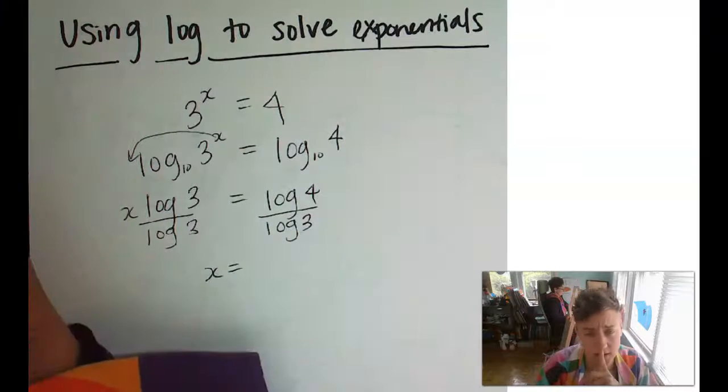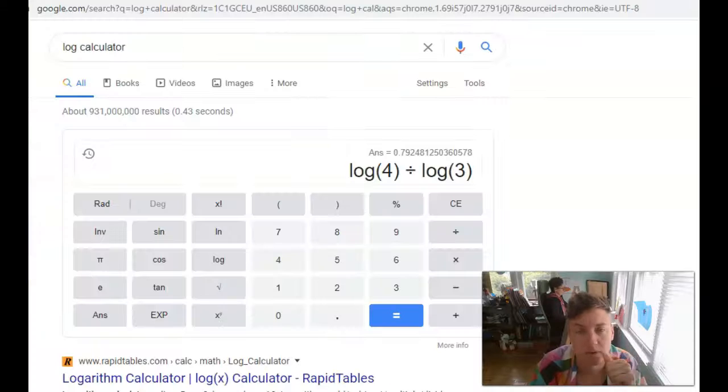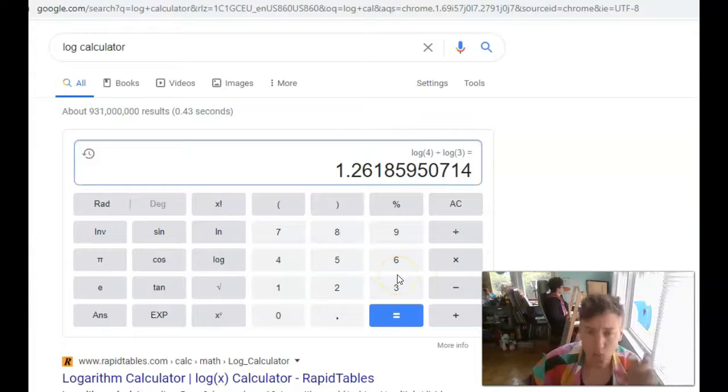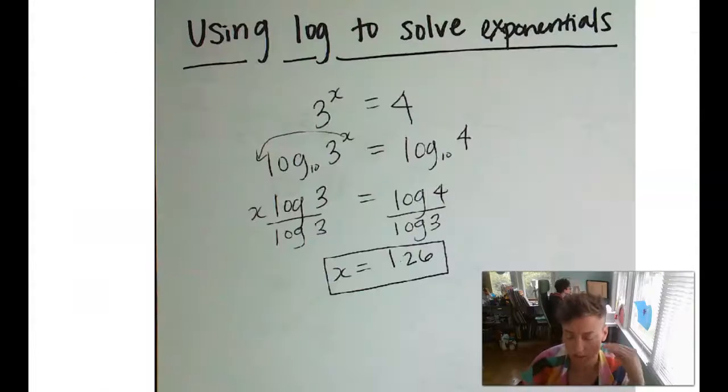We plug that into our calculators, which I'm going to have to go and do on the internet real quick. I only have my little 4-function calculator with me right now, so I had to Google log calculator and plug it in, and we get 1.26 for our answer.